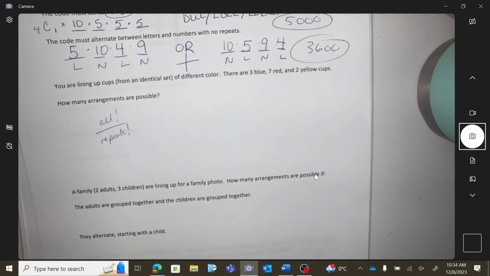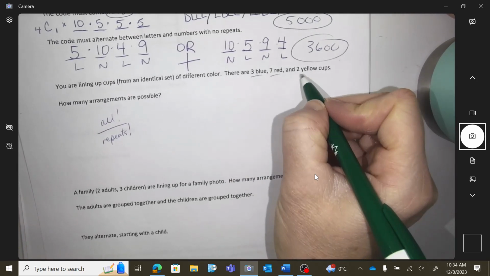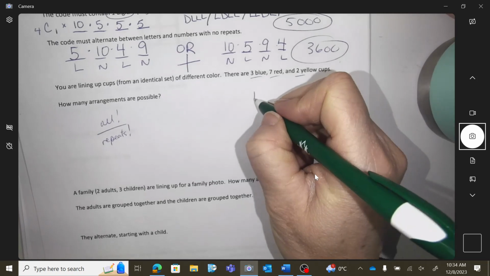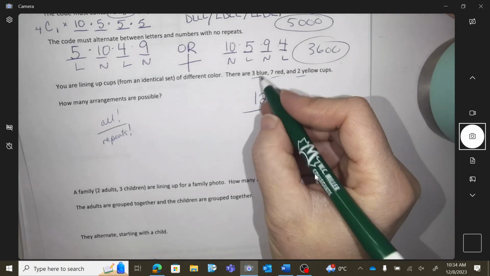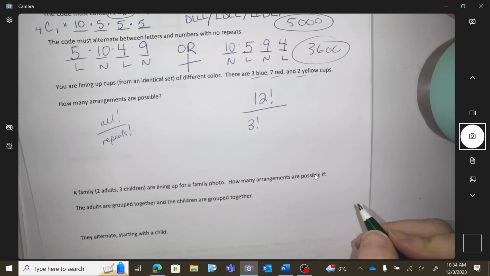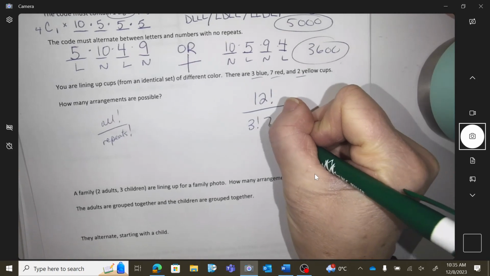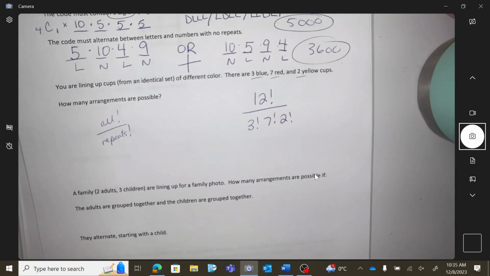So how many cups altogether am I moving around? 3, 7, 2. I can move 12 cups around. Just like the word dad, you're moving 3 letters around, but does it really matter to you if you make a switch on the D and the D? Not really. So then I cancel out the repetition of where the blues move around, the reds, and the yellows.